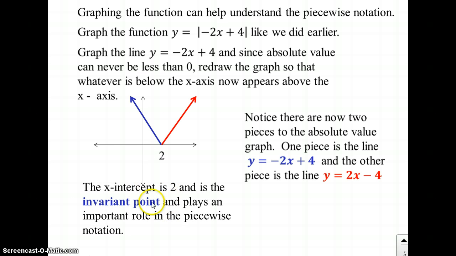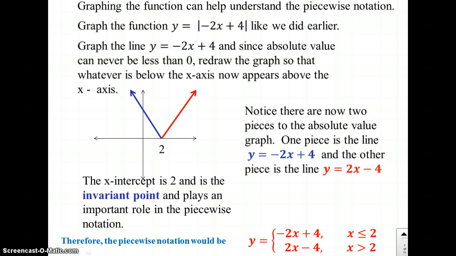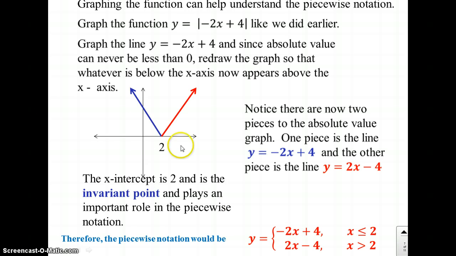So the x-intercept is the invariant point, and it plays that important role for identifying what values of the variable x occur for each piece of the function. So piecewise notation again. Negative 2x plus 4 occurs when x is less than or equal to 2, the blue part of the graph, and the function is 2x minus 4 when x is greater than 2. That's the red part of the graph. The absolute value function includes both parts. You can write it as two pieces drawn just like that.